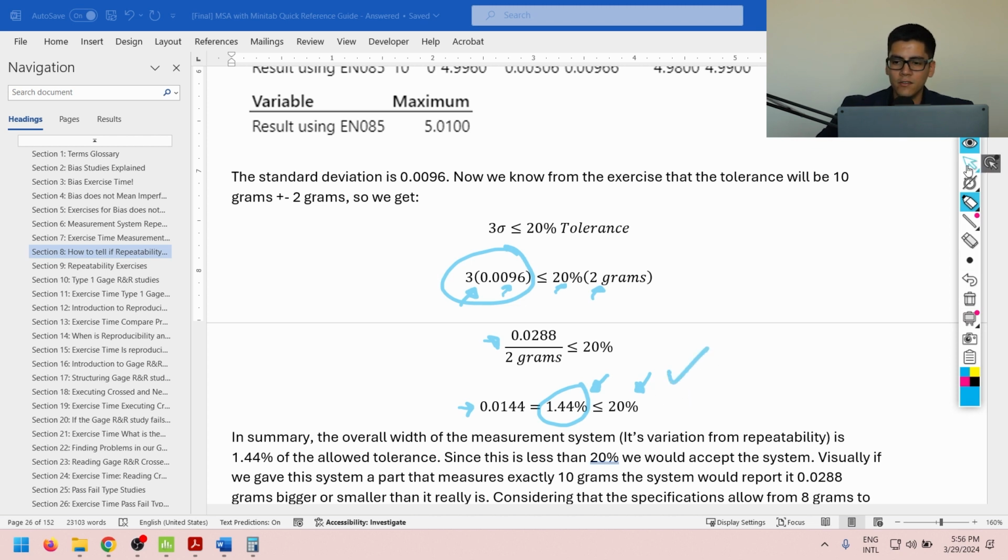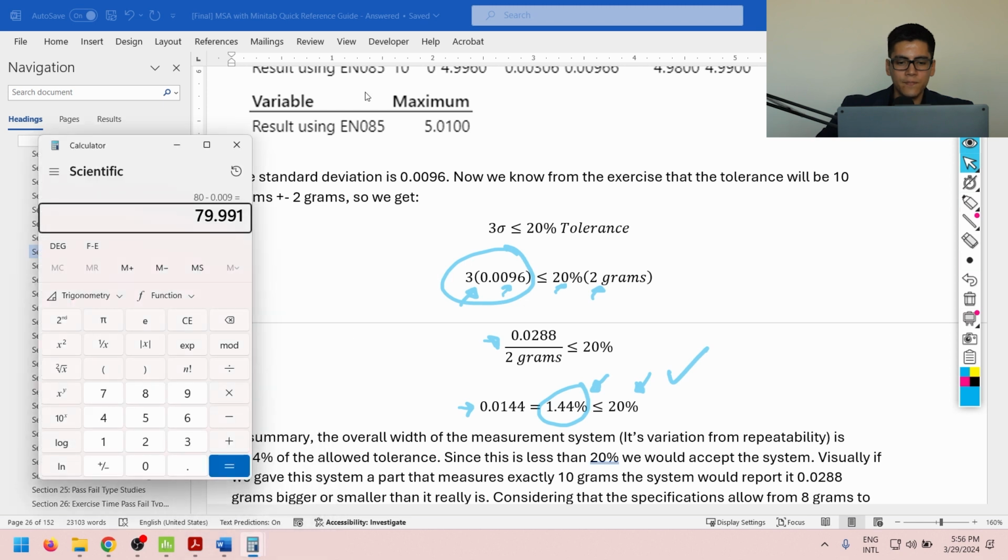Okay? Now this was as simple as doing 3 times 0.0096, which is 0.0288, and then we simply divide it by 2. We're dividing it by 2 because that is the overall tolerance. So we have 0.0144. This gets multiplied by 100 to turn it into a percentage, and we get 1.44%. Since 1.44% is less than 20%, the system should be acceptable for our uses.